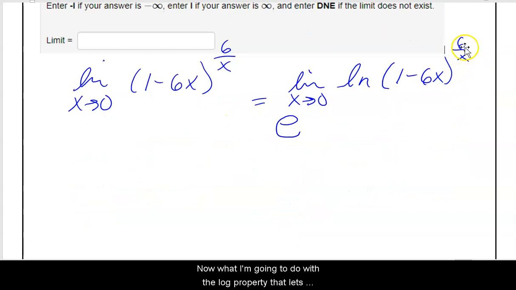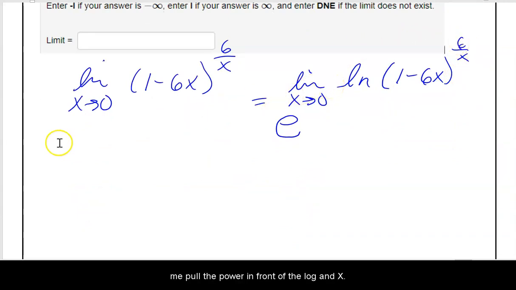Now what I'm going to do is use the log property that lets me pull the power in front of the log and multiply by it. So this still has the form of 1 to the infinity.